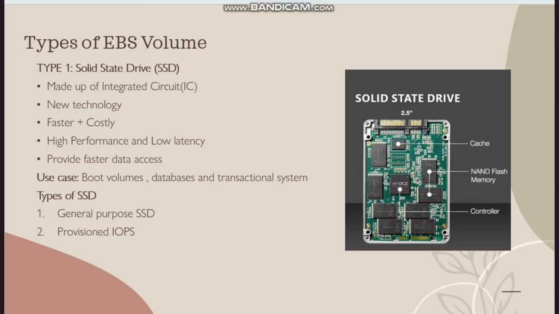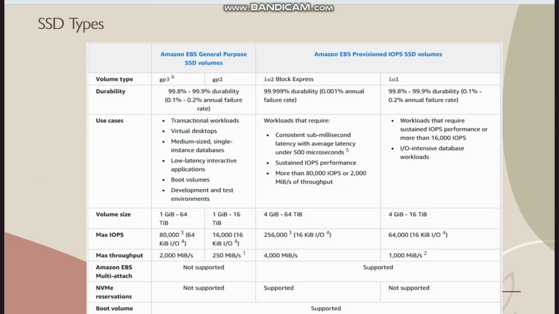There are two types of SSD: general purpose SSD and provisioned IOPS. In general purpose SSD, there are two types, GP2 and GP3. Both provide 99.8% to 99.9% durability, and the annual failure rate is also the same for GP2 and GP3. Both are used for transactional workloads and single instance applications, and they also provide low latency for the application, and can be used as a boot volume for development and testing environments.